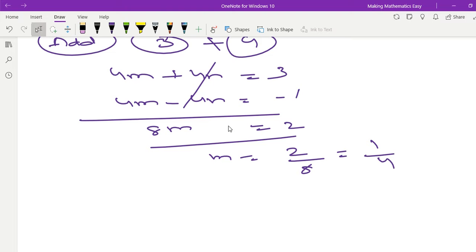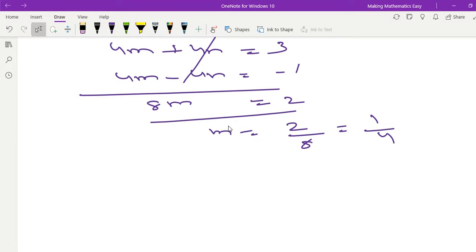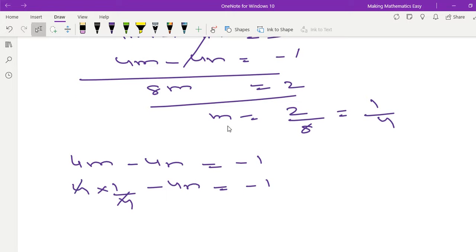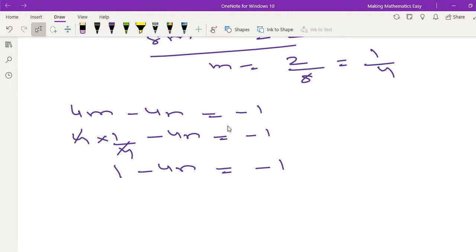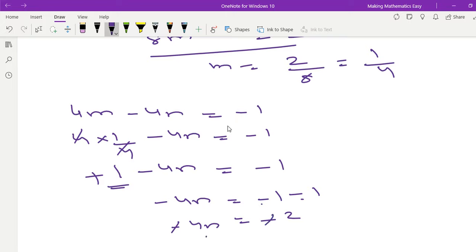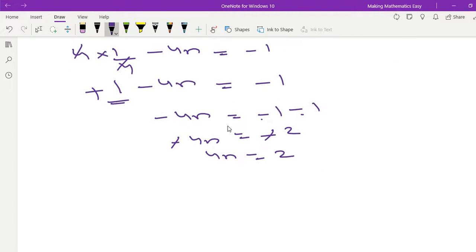Now let's substitute this in equation number 3 or 4, whichever you like. Let's do it in equation number 4 because it has a minus sign and it can help us make our calculation stronger. So 4 into 1 upon 4 minus 4n is equal to minus 1. So this will get cancelled, 4 ones are 4, so this is basically 1. This is 4n is equal to minus 1. Now we will send this 1 to the right hand side. So this is already plus, so this will go over here and become minus. So minus 1 is minus 2, and this is minus 4n. This minus minus will get cancelled. So this will be 4n is equal to 2. So n will be 2 divided by 4, which will be 1 upon 2.